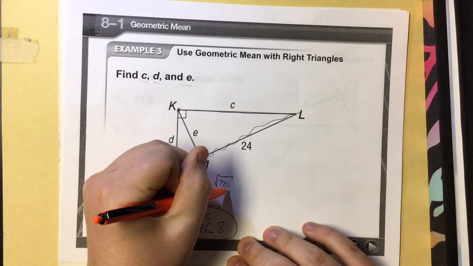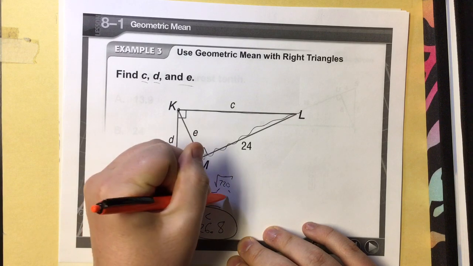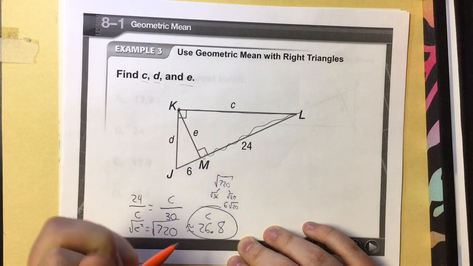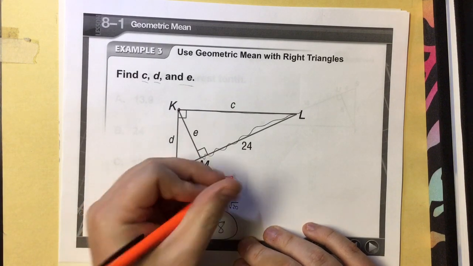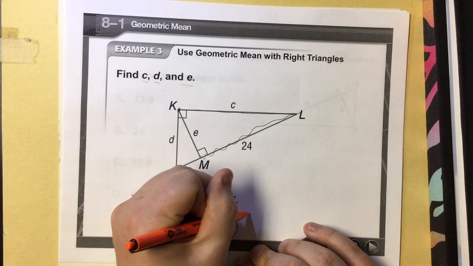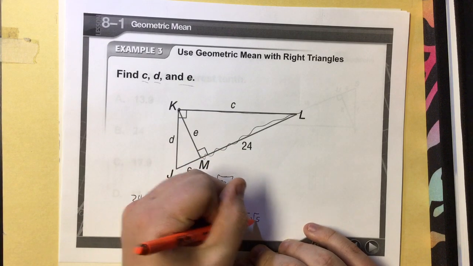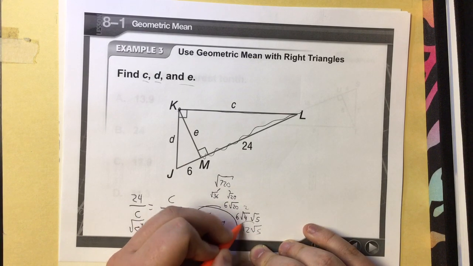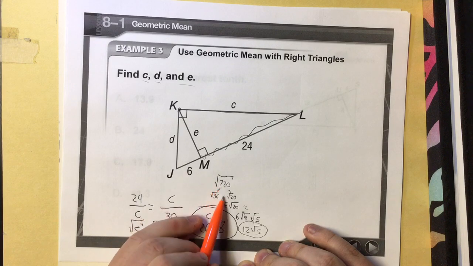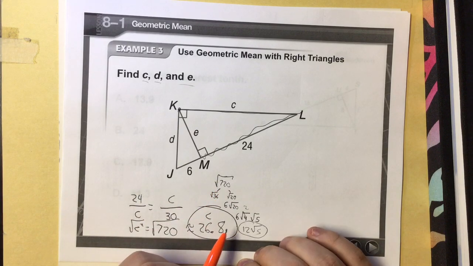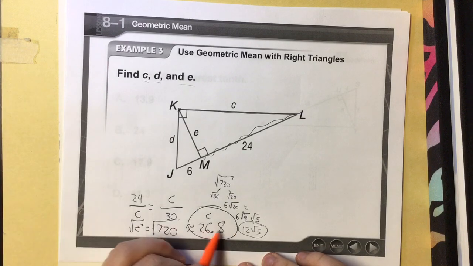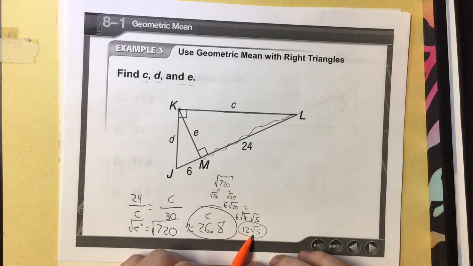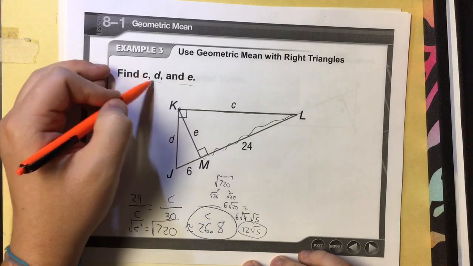It can be broken apart to 36 and 20, which would give you 6 radical 20. 20 has a perfect square factor of 4, though, so I can break that apart to 6 radical 4, radical 5. Square root of 4 is 2. 6 times 2 is 12, radical 5. So I should have broken it apart to 144 times 5 right away, but I just didn't catch that. So these two answers are the same thing, a decimal approximation and simplest radical form. But either way, that's C. So we're done with C.